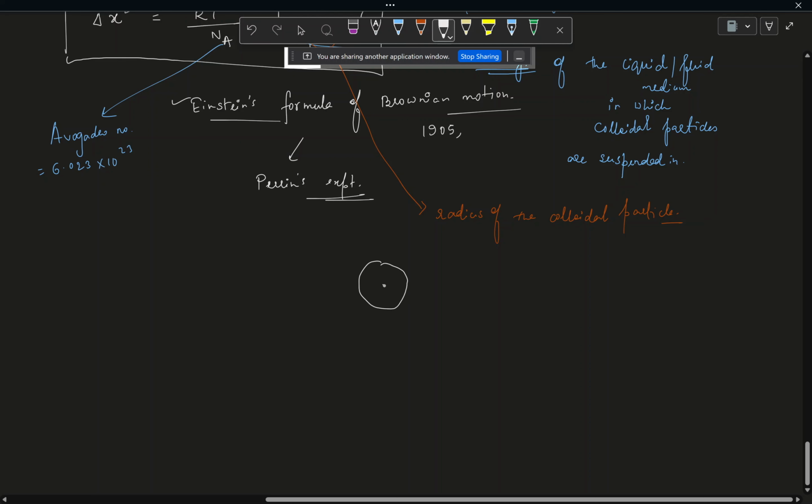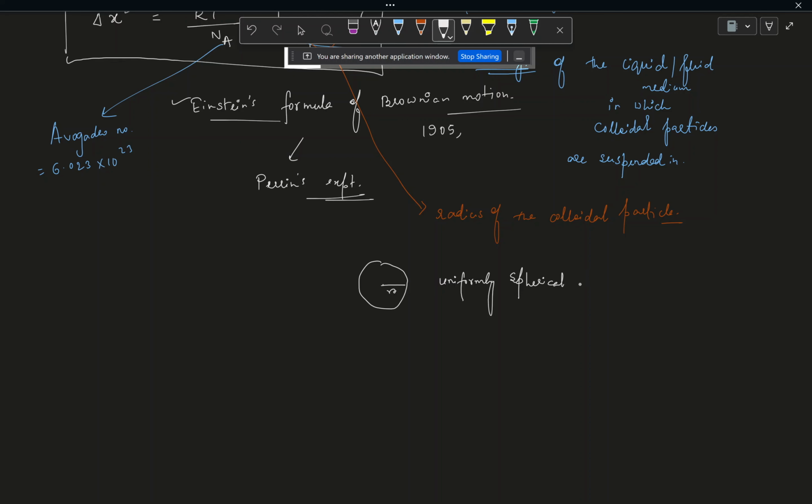Okay. So this is a spherical shape we have assumed, and also we have assumed that all the colloidal particles are uniform in shape and size. So all of them have a uniform radius R defined to them. Uniformly spherical shaped particles.